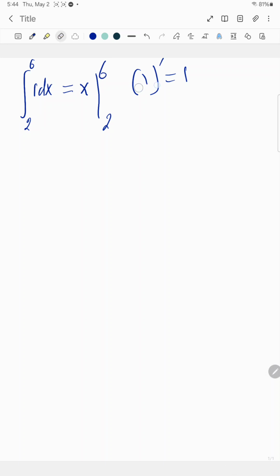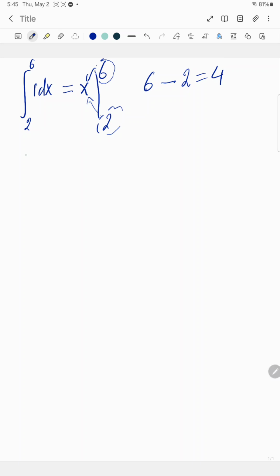When I have boundaries on my integral, I don't have to put plus c. First I replace x by the upper boundary, which is 6 here, so my x becomes 6, minus the lower boundary, where I replace x with 2, and my answer is equal to 4. As you see, I don't put plus c because my integral has boundaries.